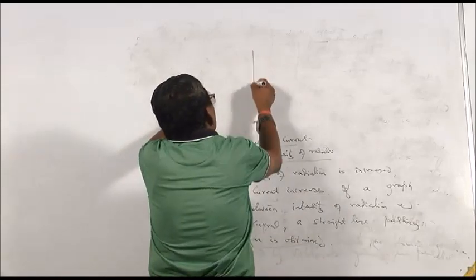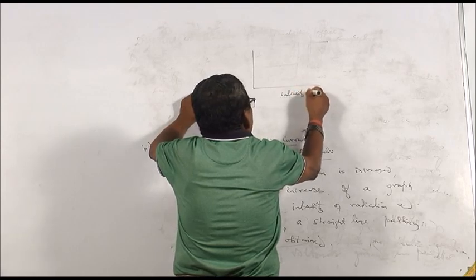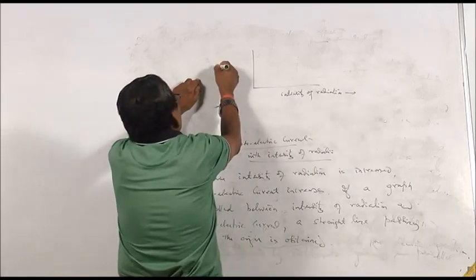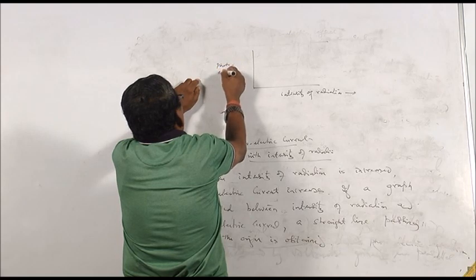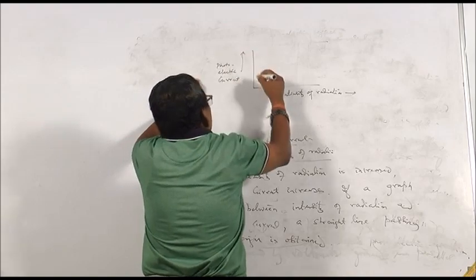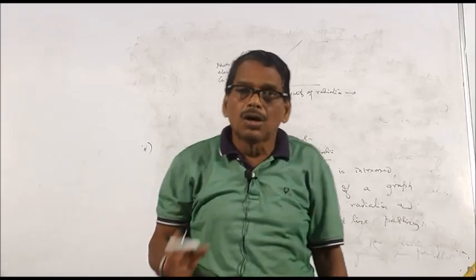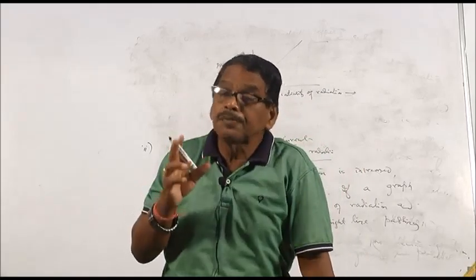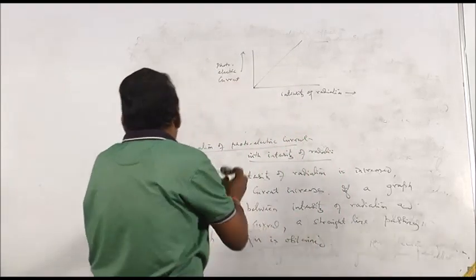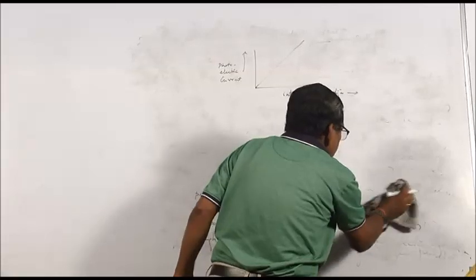Like this, intensity of radiation, photoelectric current, you will get a straight line passing through the origin. More the intensity of radiation, more will be the photoelectric current. However, the condition is that frequency of radiation must be more than the threshold frequency, otherwise there will be no photoelectric effect.